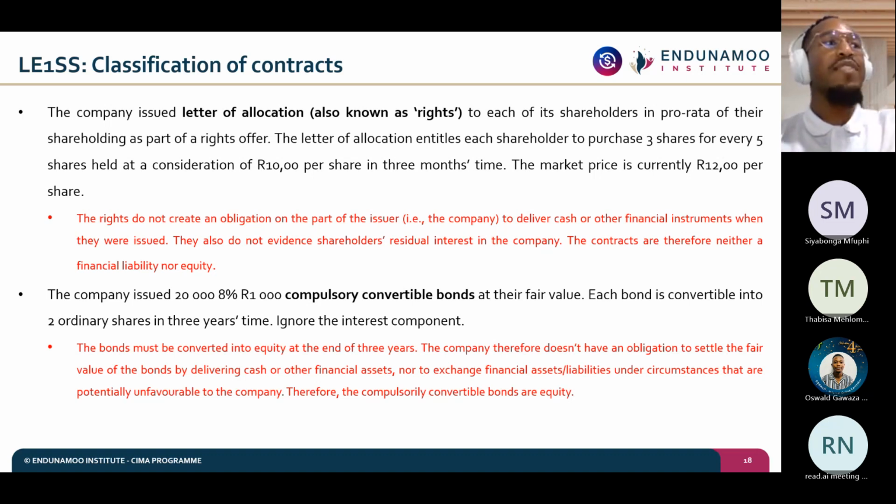Coming to the example that we covered just now with you, Tabisa, the bonds must be converted into equity at the end of 3 years. The company therefore does not have an obligation to settle the fair value of the bonds by delivering cash or other financial assets. Nor does the company have an obligation to exchange financial assets or liabilities under circumstances that are potentially unfavorable to the company. Therefore, the compulsorily convertible bonds are equity.